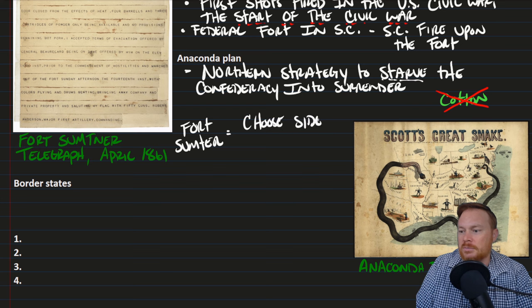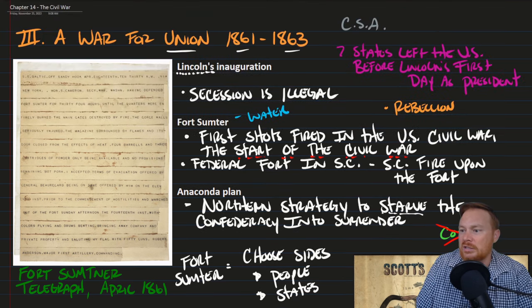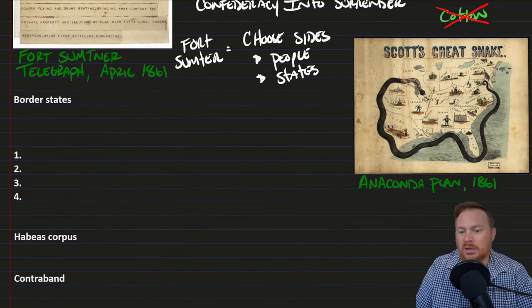Some sort of violence, some sort of war is coming. What are we going to do? This meant people had to decide, are you for the Union or for the Confederacy? This also meant that states had to decide, are you for the Union and are you for the Confederacy? And initially, only 7 states had made up the Confederacy. But after Fort Sumter, more slave states in the South would join them.